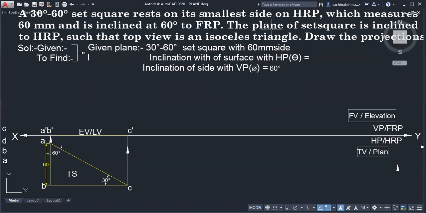Okay. But the plane of the set square is inclined to HRP such that its top view looks like an isosceles triangle; now the angle is not given. This edge view or line view is inclined to HRP such that its top view looks like isosceles triangle. Isosceles triangle means what? Two sides are equal. Two sides will be equal.